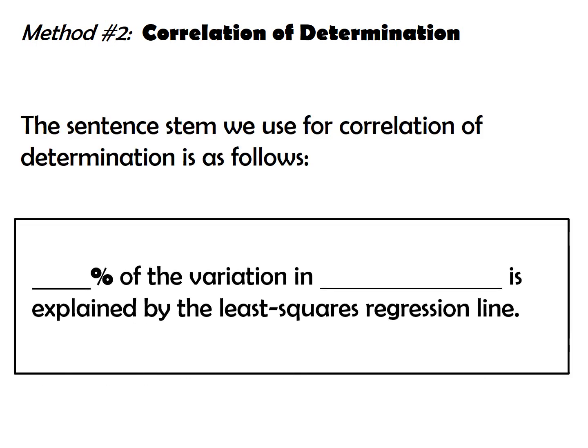So this is the sentence stem that we use when we're talking about correlation of determination. It would say blank percent of the variation in blank is explained by the least squares regression line. So we would change r squared into a percentage, and this blank would be the response variable, whatever it is in context. So the correlation of determination is a percentage of the variation in the response variable that's explained by the least squares regression line.